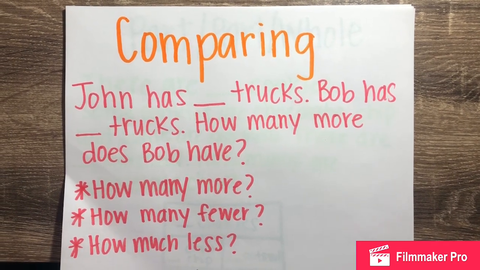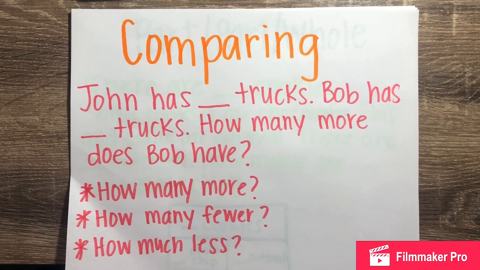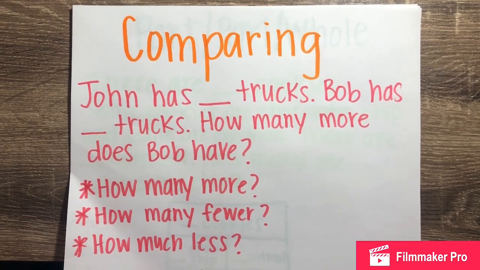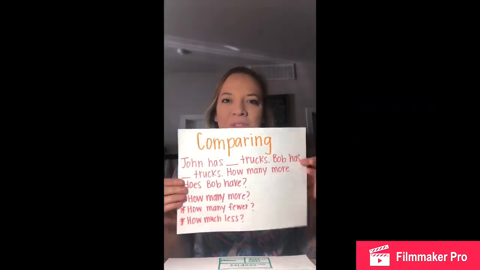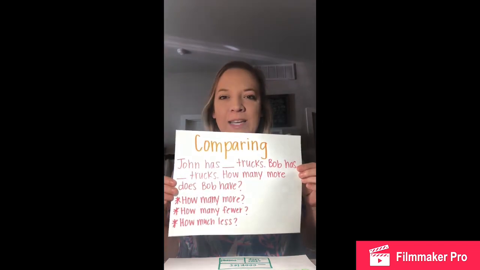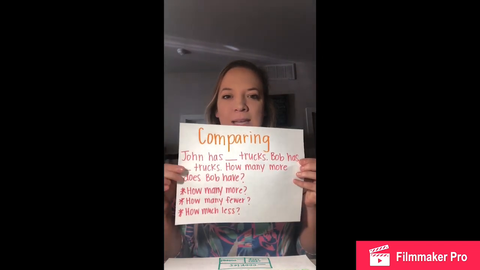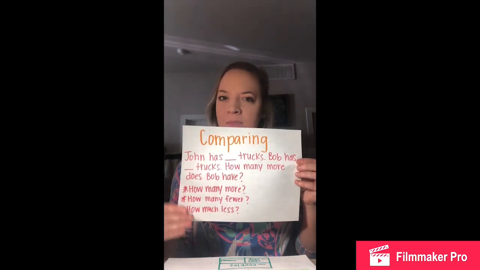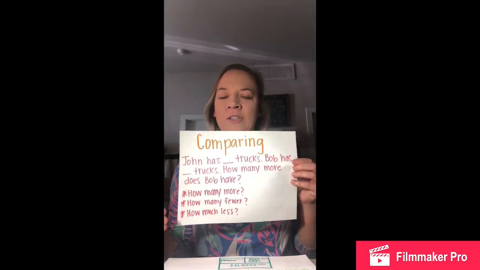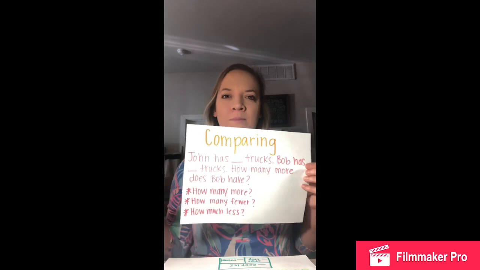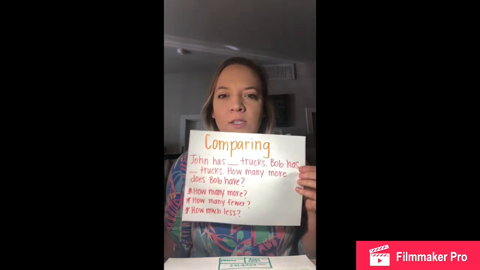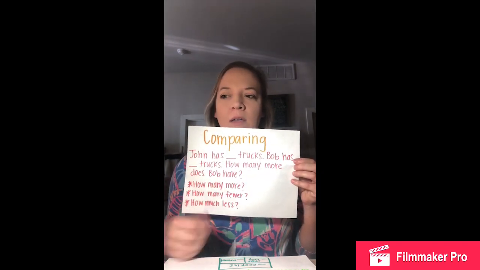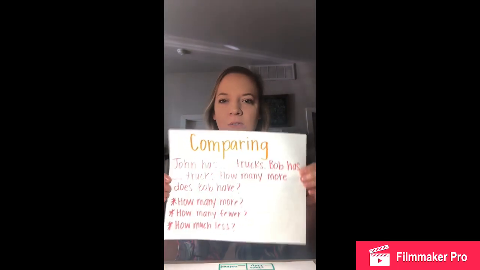These are a little bit trickier. So an example of a comparing problem would be John has blank trucks. Bob has blank trucks. How many more does Bob have? So comparing problems are a little bit trickier. As we can see in this comparing problem, John has trucks and Bob also has trucks. And John and Bob are not taking their trucks and putting them together, but they're also not taking their trucks and giving them away or having them break. So that is kind of confusing. What do we do here? Well, it's asking how many more trucks does Bob have? So with comparing problems, we're going to do subtraction.